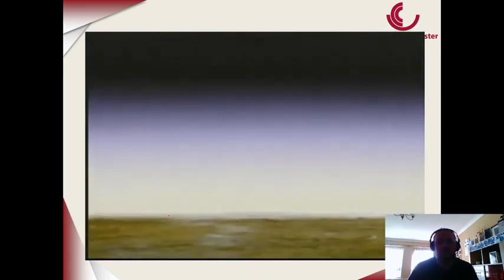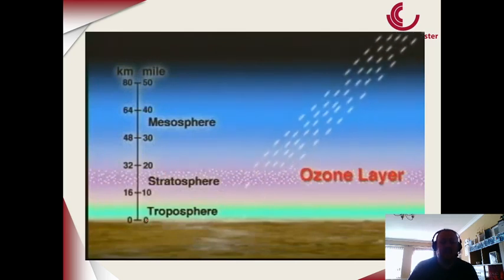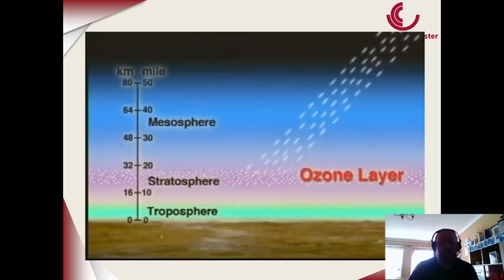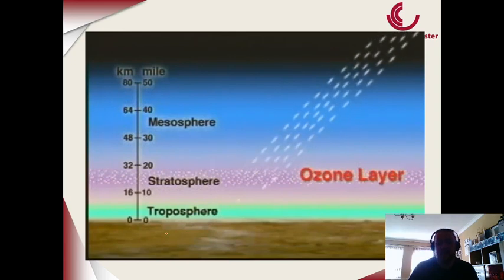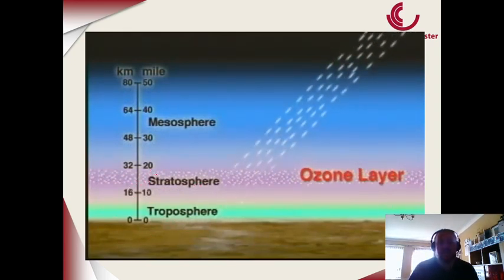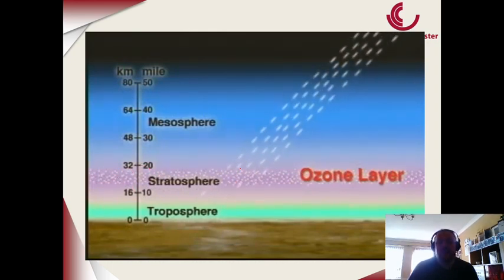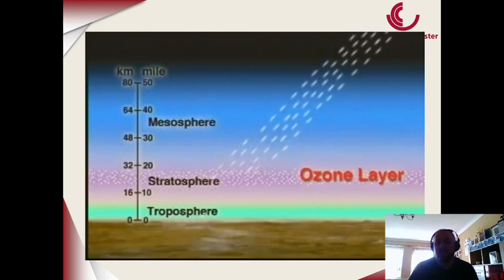Oh, look at this animation. The lower part of the atmosphere is called the troposphere. We live in the troposphere. Above the troposphere, and we're talking at least 15, 20 miles up, we have the stratosphere. The stratosphere is the next layer of the atmosphere, and that part has the ozone layer in it. On top of the stratosphere, we have the mesosphere, and this extends right out into space, really far away.